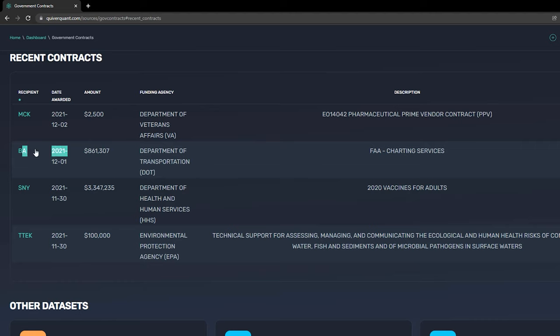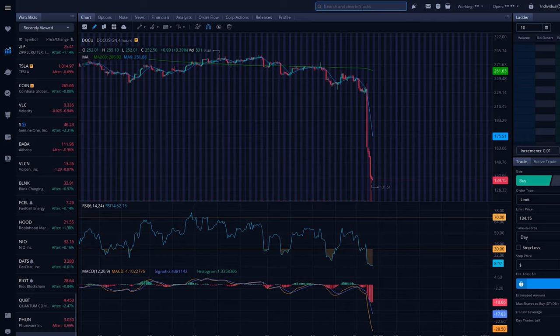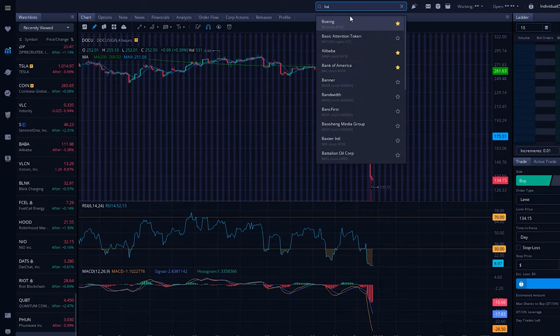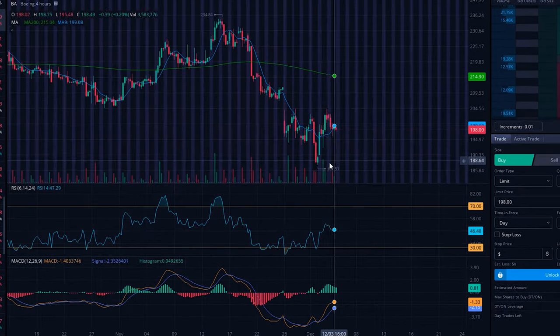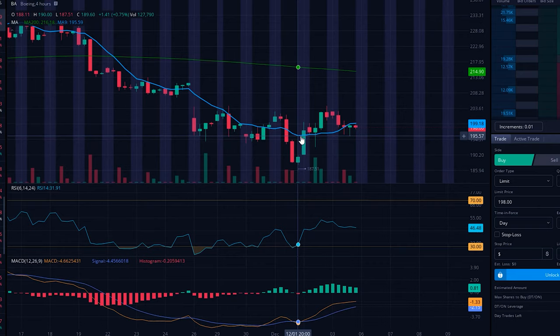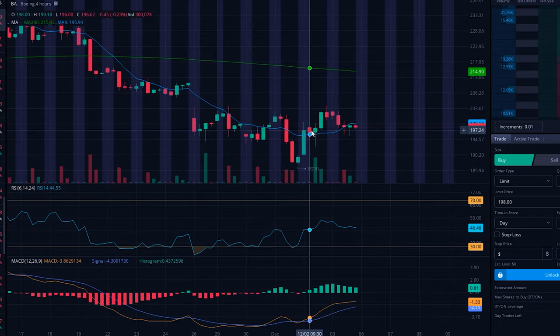Let's look at ticker symbol BA. Again, I believe that's Boeing, and see what happened December 1st, right? So let's go ahead, let's type in ticker symbol BA, Boeing. Yep, that is Boeing. Let's scroll into it. December 1st was this day, right? So it looks like we kind of sold off. But then at the end of the day, we had a lot of green candlesticks.